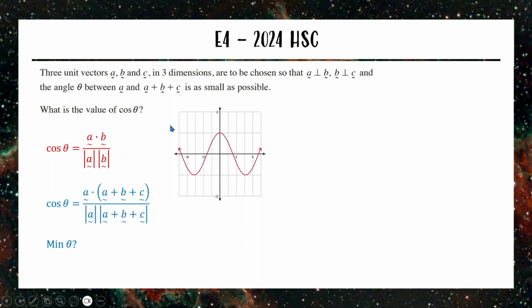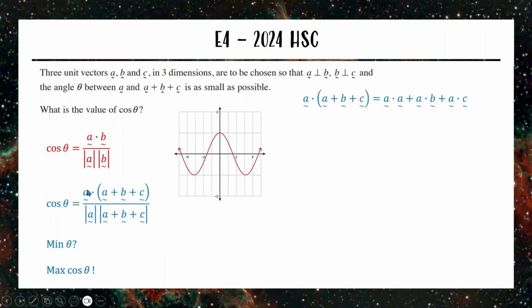So for this question, if we're trying to find the smallest possible angle theta, it really means we're trying to find the largest possible value of cos theta. So the goal here is to figure out what can we do to make this fraction be as large as possible. Okay, so let's get into it.